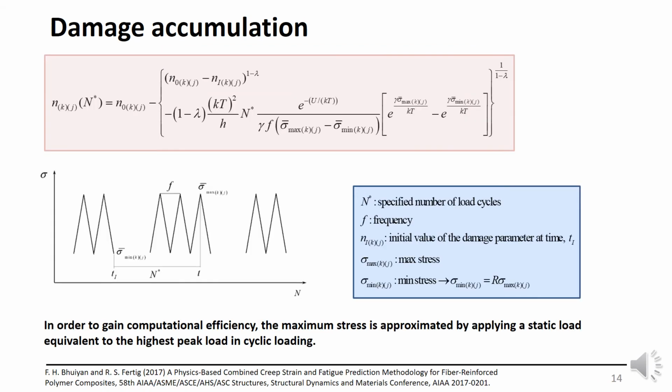So once we integrate for a specified number of load cycles, n star, and f is the frequency of loading. I have N_i as the initial value of the damage parameter at time t_i. So I have my maximum stress, the minimum stress, and R is my load ratio. Then I can just explicitly write that expression down that I showed you from the previous slide in discrete form. In order to gain computational efficiency, the maximum stress is approximated by applying a static load equivalent to the highest peak load in the cyclic load. Details of this you can find in this paper, Yanan and Fertig 2017.